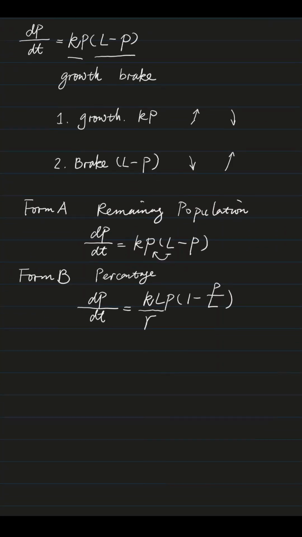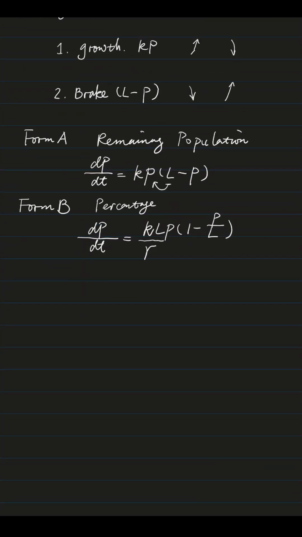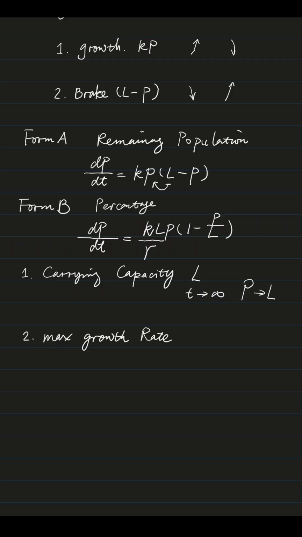Now let's look at the two most critical features of the logistic curve. First is the carrying capacity. The carrying capacity L is the absolute ceiling of our model. As time t approaches infinity, the population P approaches L. And then there is the max growth rate. The max growth rate happens at P equal to half of the capacity.